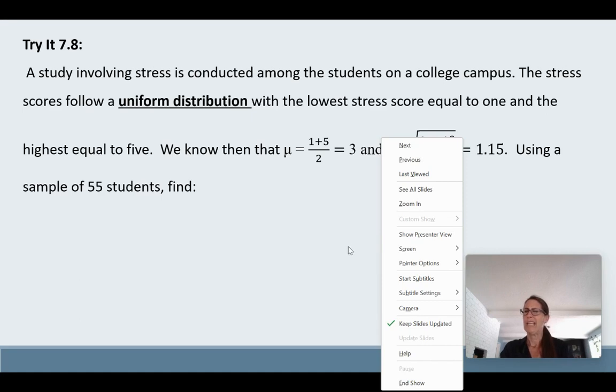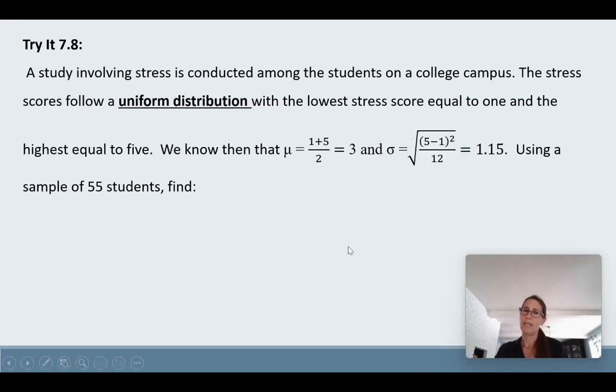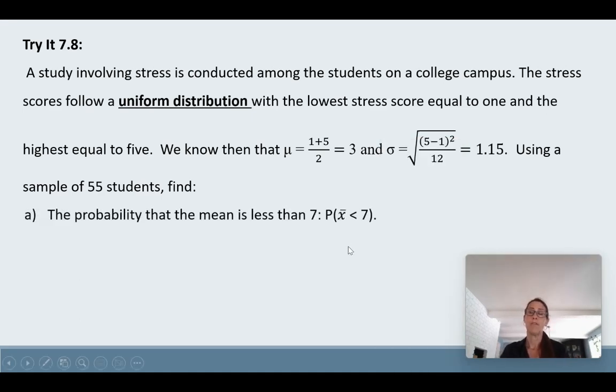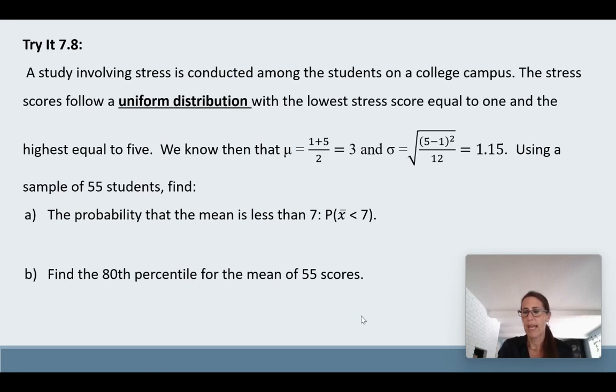If we're being asked about an individual, we would use that. Using a sample of 55 students, though, find the probability that the mean is less than 7. So we're being asked about means. Central limit theorem, ding, ding, ding. We use the normal distribution. So what's the probability that the sample mean is less than 7? And then we're going to find the 80th percentile for the mean of 55 scores. This problem is out of the book.